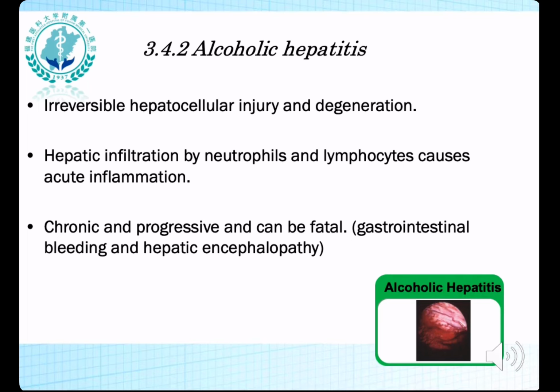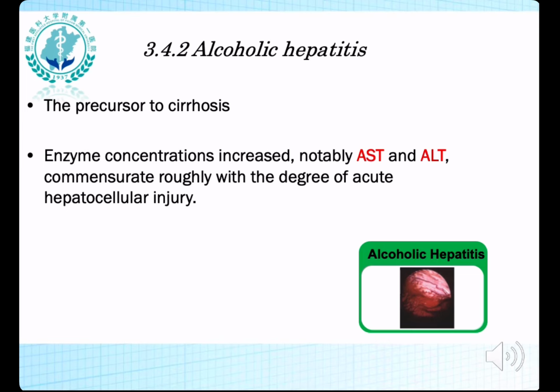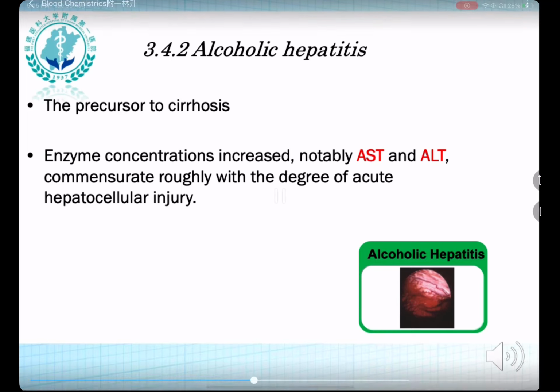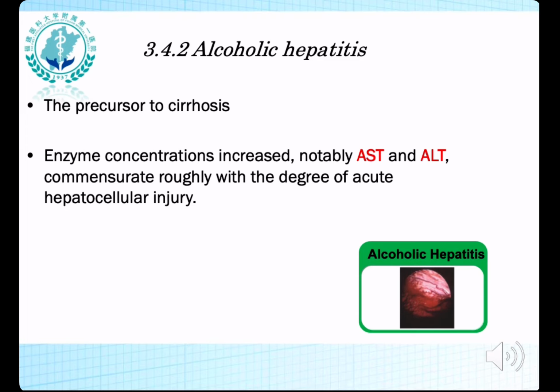When it comes to alcoholic hepatitis, hepatocellular injury and degeneration are often irreversible. Hepatic infiltration by neutrophils and lymphocytes causes acute inflammation. It is chronic and progressive, and can even be fatal when it presents with GI bleeding and hepatic encephalopathy. Alcoholic hepatitis is the precursor to cirrhosis. Enzyme concentrations increase here, notably AST and ALT. The levels of them are roughly commensurate with the degree of acute hepatocellular injury.